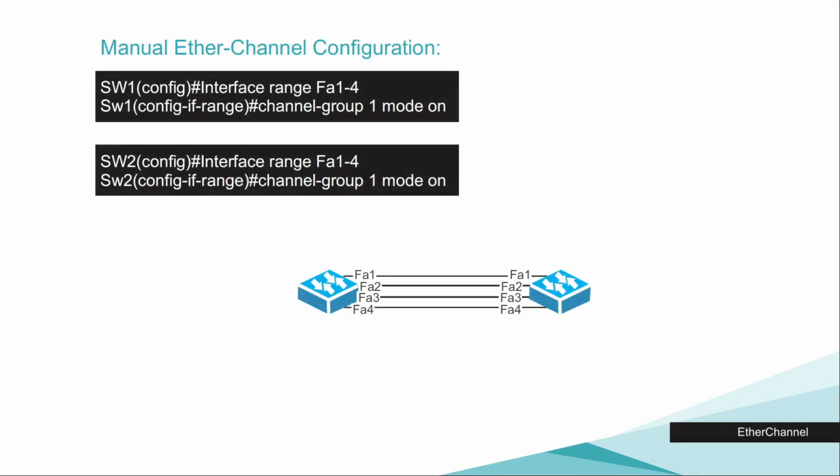To configure the EtherChannel, we have to be in interface sub-configuration mode, and the command that we will use is channel-group, then put a number, mode on. The number here doesn't matter. For example, if we configure group 1 on switch 1 and group 2 on switch 2, it will work, but it's recommended to have the same number on both switches.